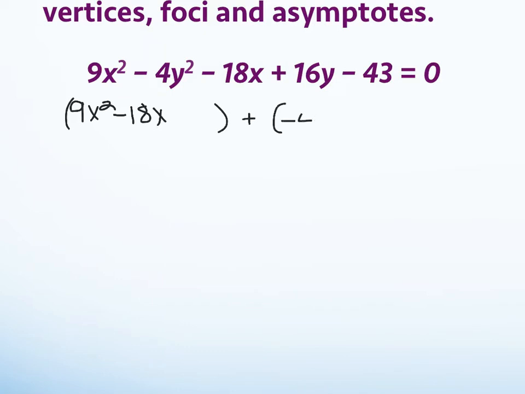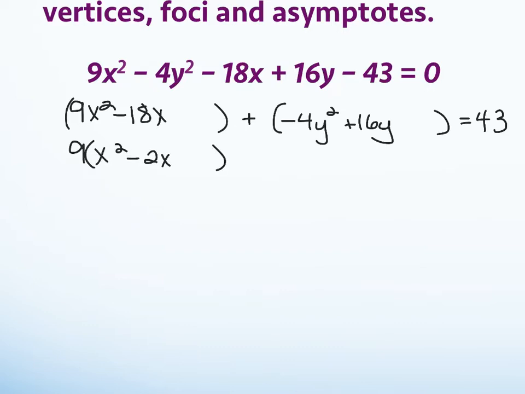This would be a -4, so that negative stays on the y. And then I'm going to bump that 43 to the other side. Take out the term on the front of the squared. So 9 times x squared minus 2x plus, I'm actually going to take out a -4 because that has to be a positive.